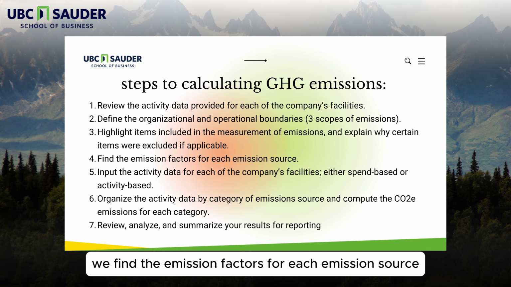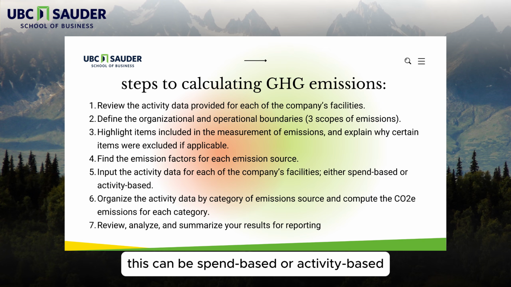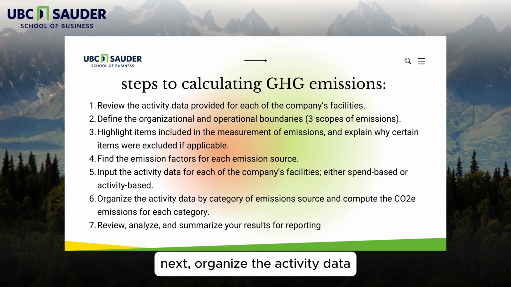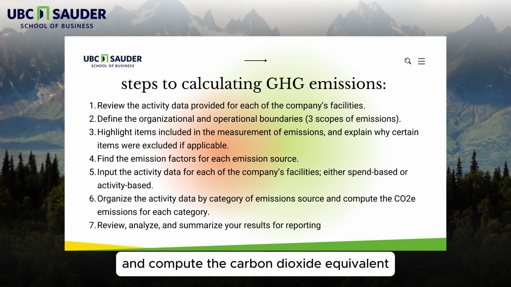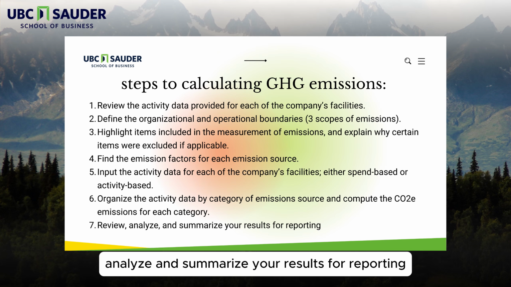Afterwards, we find the emission factors for each emission source, and then input the activity data for each of the company's facilities. This can be spend-based or activity-based. Next, organize the activity data by category of emission source and compute the carbon dioxide equivalent emissions for each category. And finally, review, analyze, and summarize your results for reporting.